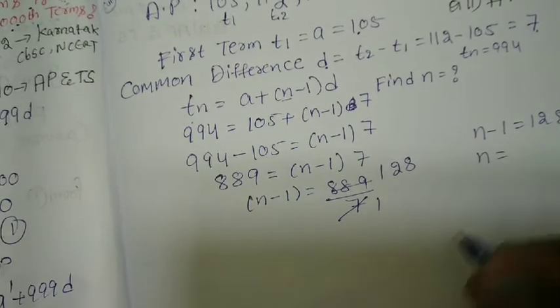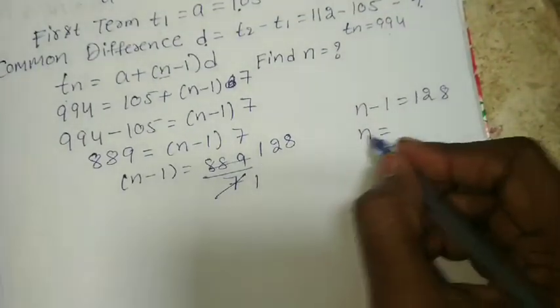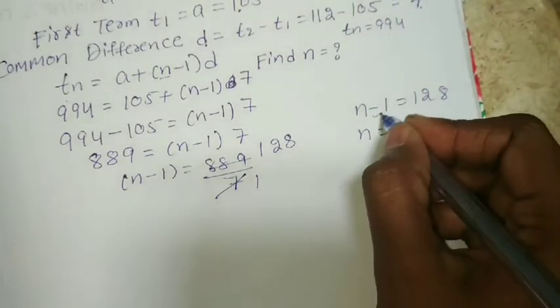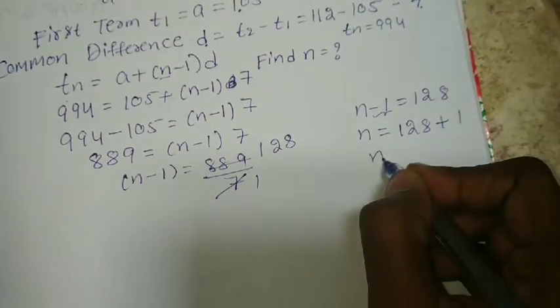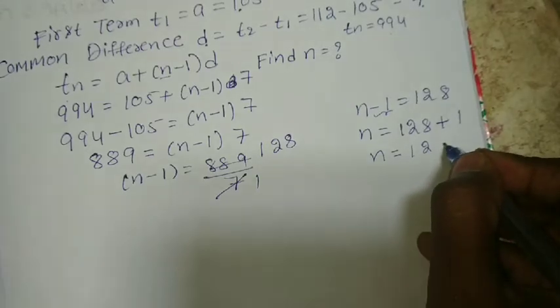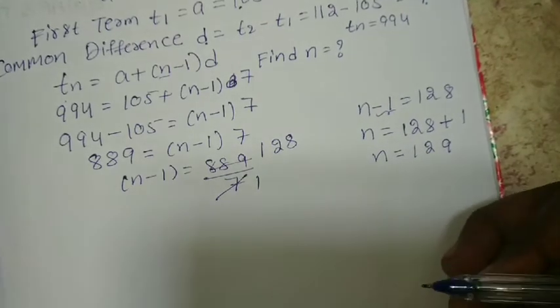What is n here? We need to find n, no? Then what is n here? 128, minus 1 will become plus 1. We get n is equal to 129. Sorry, we are making a mistake, no?